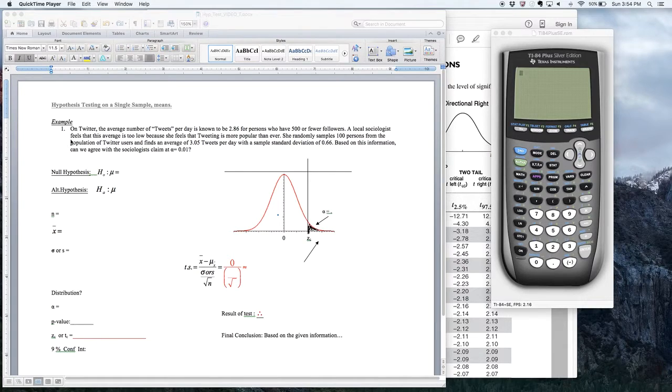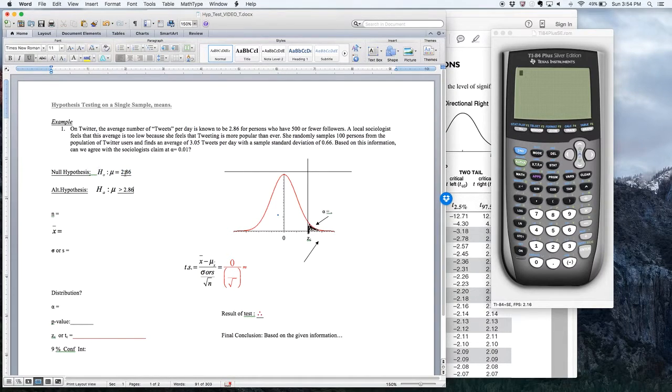A local sociologist feels that this average is too low. So that statement, too low. If you think something's too low, obviously you think the real number is higher than that, right? So there's your alternative hypothesis. For our hypotheses here, the null hypothesis: the population mean equals 2.86. And the alternative, this sociologist feels it is greater than 2.86. So those are your null and alternative hypotheses.